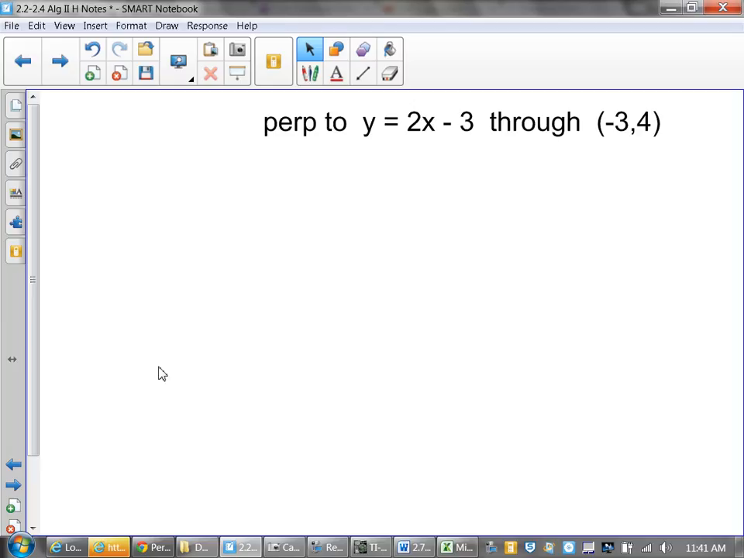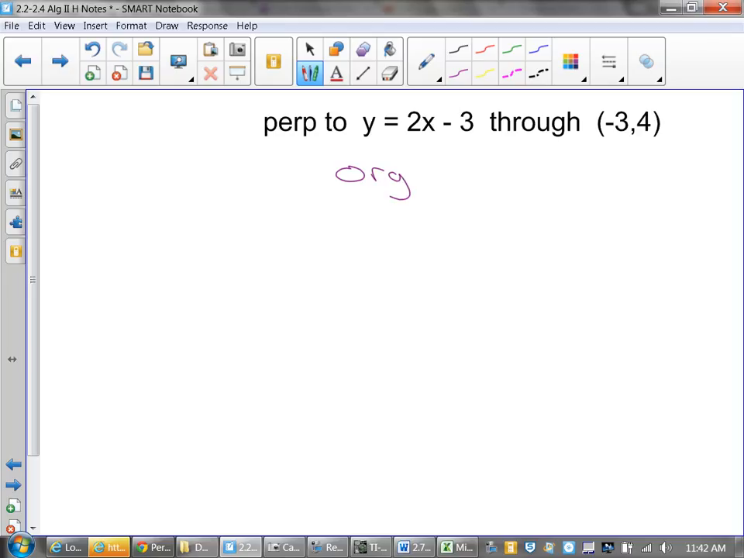So whenever you see a perpendicular or a parallel problem, the very first thing you want to do is always ask yourself the following. First thing you always want to do: what is the original slope? In this case, my original slope is 2.